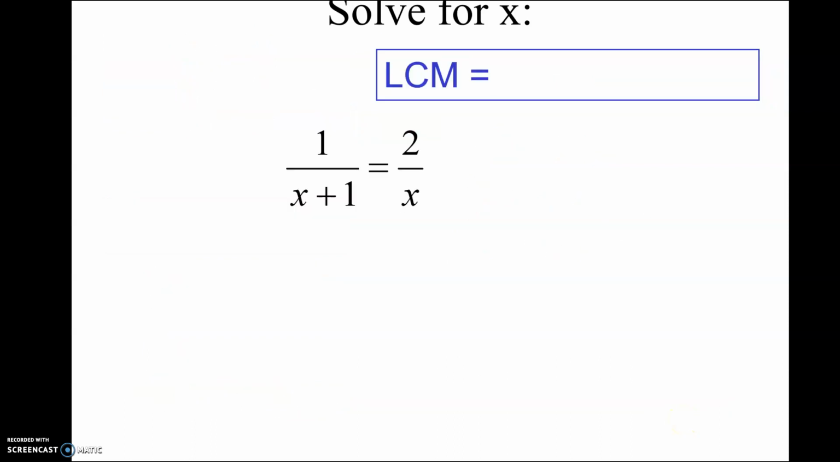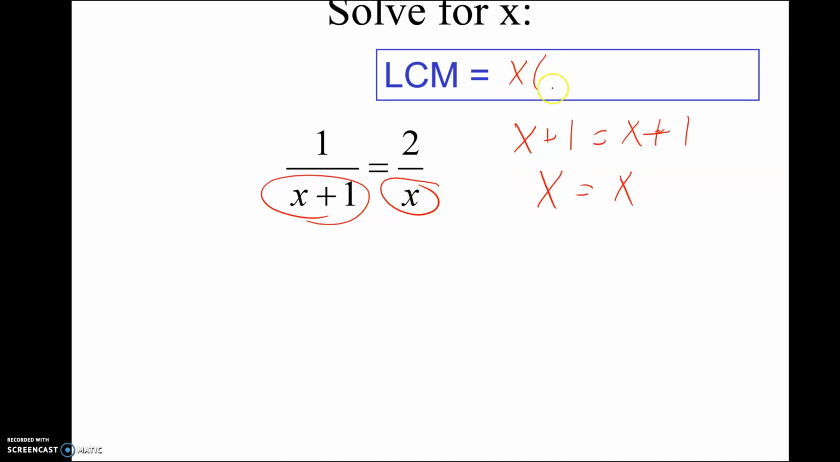So try this one. My factors of this is just x plus 1. I can't take anything out, so that factored is x plus 1. And the factors of this is just x. So this needs an x plus 1 factor, this needs an x, so my lowest common multiple is x times x plus 1. So I'm going to multiply everything by x and x plus 1.